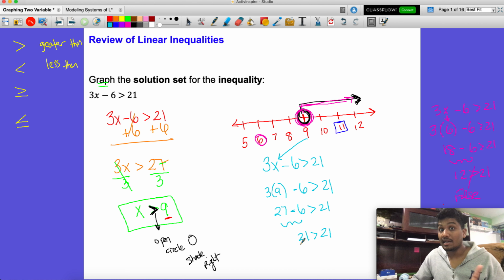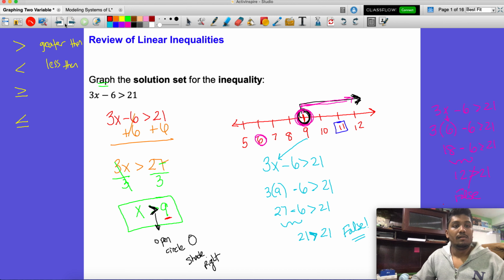Notice that both sides are the same number, but is this true? Is 21 greater than 21? It's false, not true. If however it had this bar on the bottom, if it was greater than or equal to, then that would have been true, but since we don't have that, it's just false.